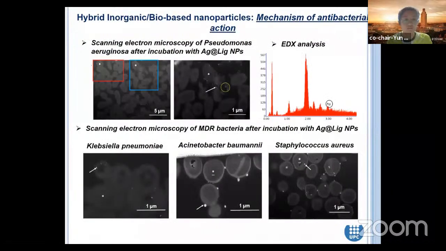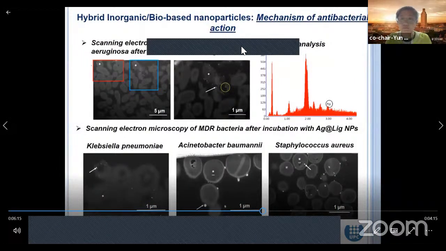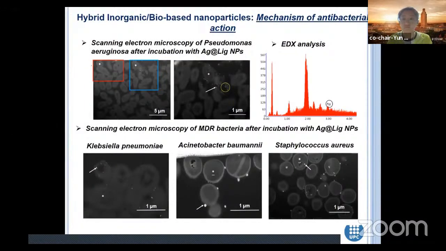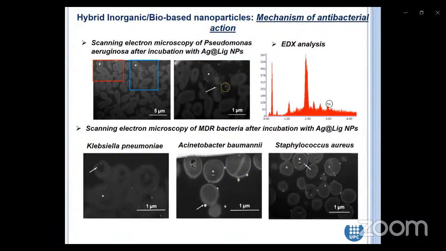On the next slide, you can see how these nanoparticles interact with different bacterial strains. We tested their interaction with Pseudomonas aeruginosa, Klebsiella pneumoniae, Acinetobacter baumannii, and Staphylococcus aureus. On the images, upon interaction with the nanoparticles, the cells demonstrated cellular damage, including disruption of the cell membrane integrity and loss of cytoplasmic content. Moreover, some of the nanoparticles were found in the cytoplasmic space, which indicates the ability of those nanoparticles to penetrate the membrane and affect essential life-supporting metabolic processes in bacteria.